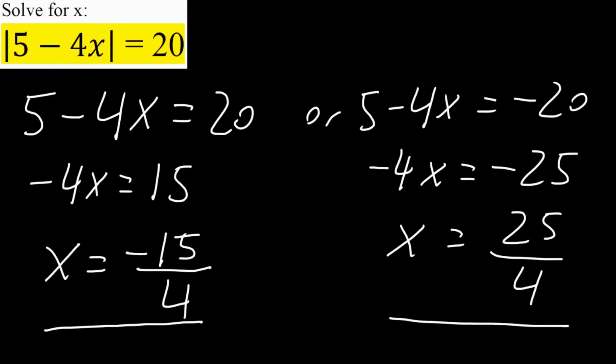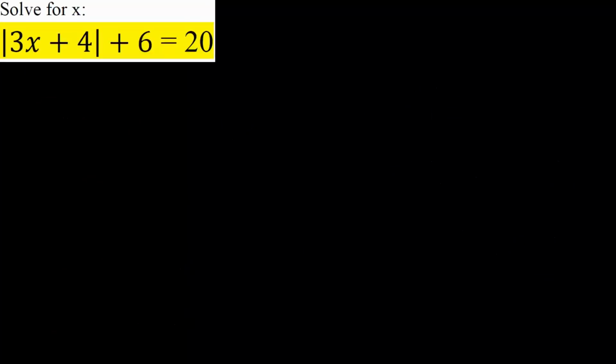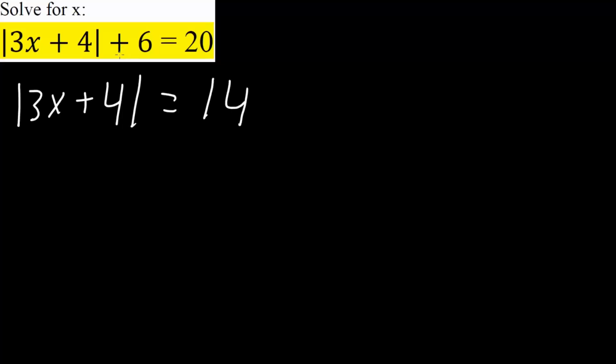And now we will solve the second problem. So it's almost the same thing. So before we do the absolute value, we say the absolute value of 3x plus 4 is equal to 14. I subtracted by negative 6 here. I subtracted by negative 6 here.